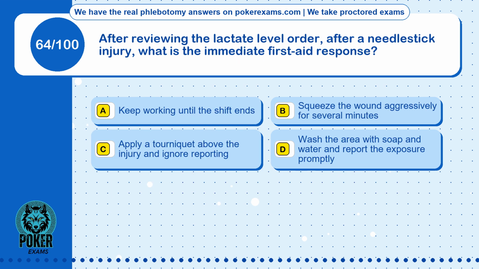Question 64. After reviewing the lactate level order, after a needle stick injury, what is the immediate first aid response? Option A, keep working until the shift ends. Option B, squeeze the wound aggressively for several minutes. Option C, apply a tourniquet above the injury and ignore reporting. Option D, wash the area with soap and water and report the exposure promptly.